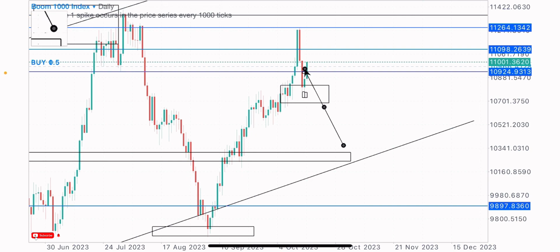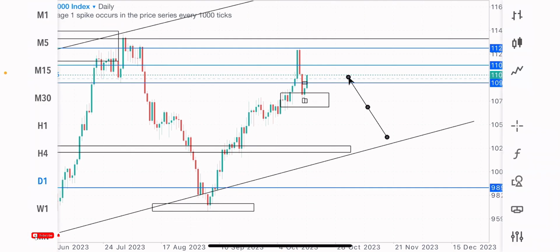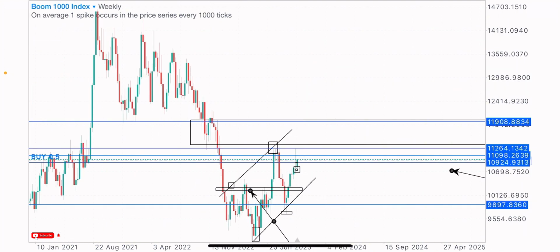So that was how I was able to take the buy trade on the 1000 index, working with market price action, identifying the market levels and zones. And I worked alongside this trend. Since I saw price was bullish, I looked out for buy opportunities on this index.